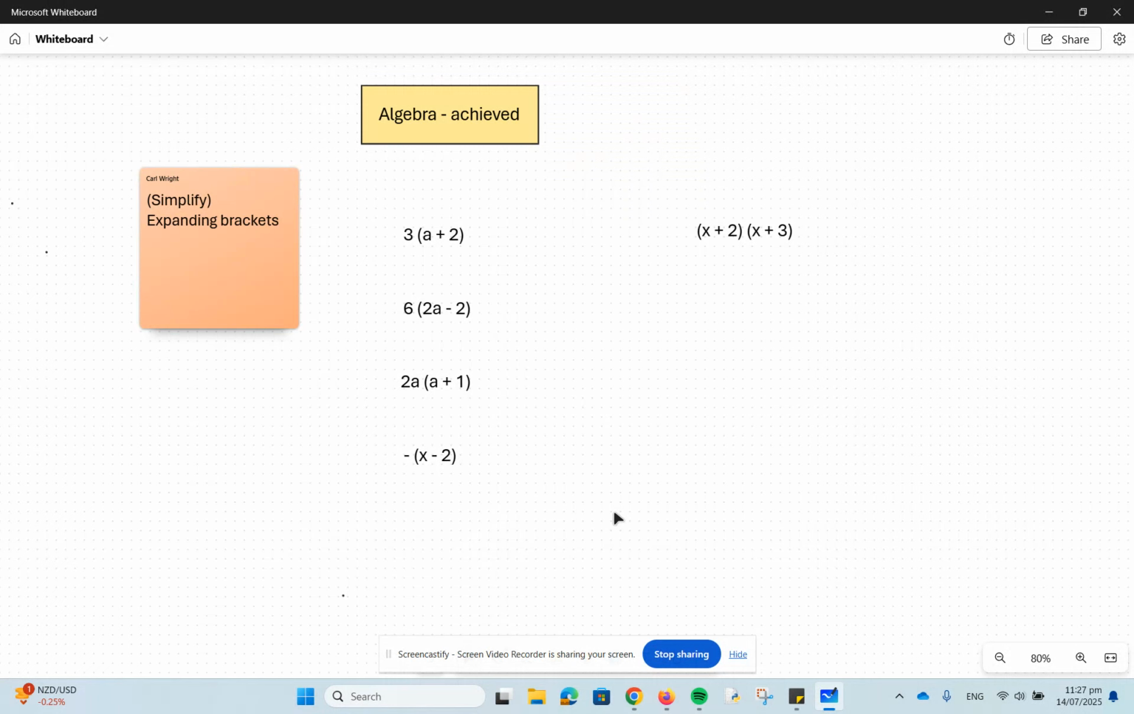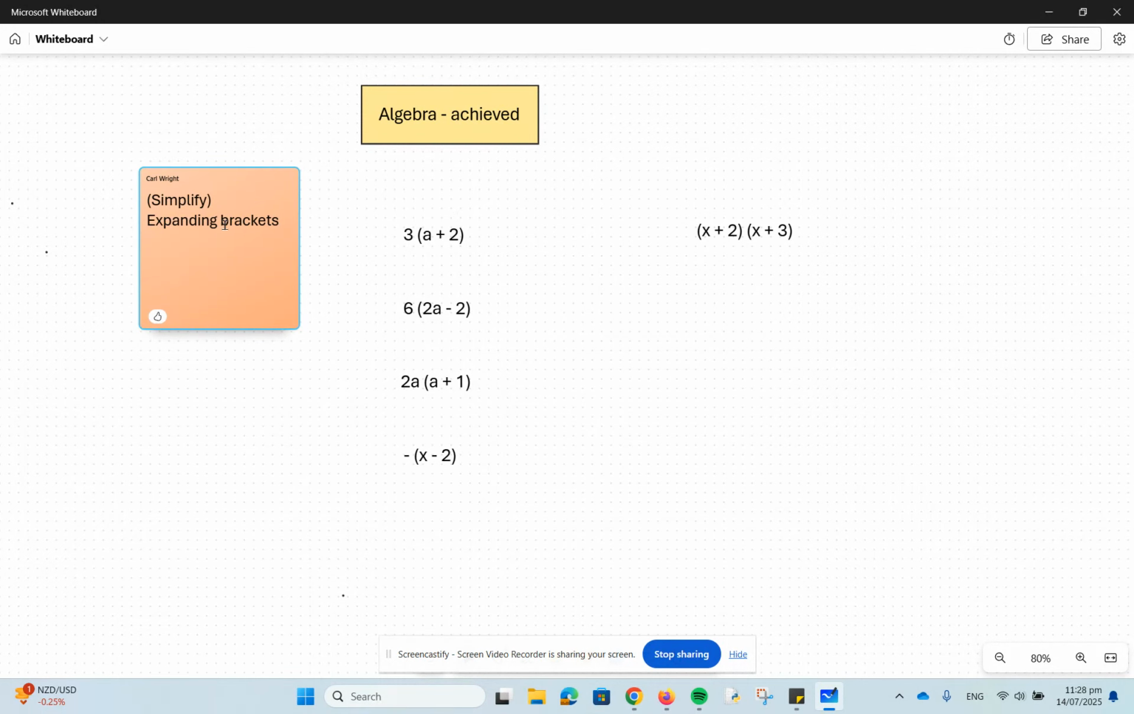Okay, now we've got another achieved topic, and it's called expanding brackets. Whenever you're asked to simplify an expression like this, remember, expressions don't have equal signs. An equation has an equal sign and another expression on the other side of the equal sign. These have no equal sign with two expressions on either side. So these are called expressions, not equations.